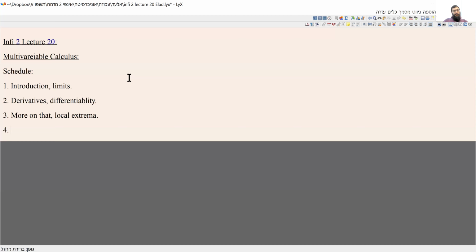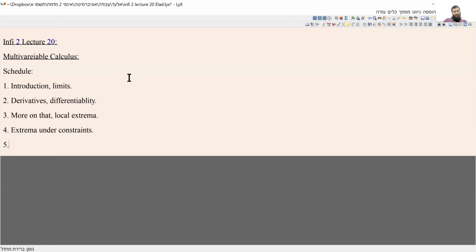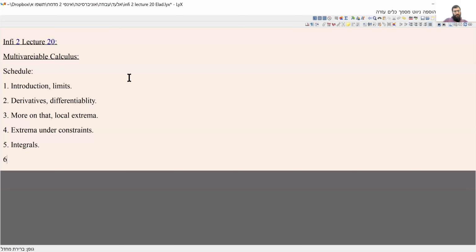Global extrema, or extrema under constraints. 5, double integrals or more than double integrals. And 6, what's next lecture? Changing the variables, or substitution if you want. Substitution in a multi-variable integral.